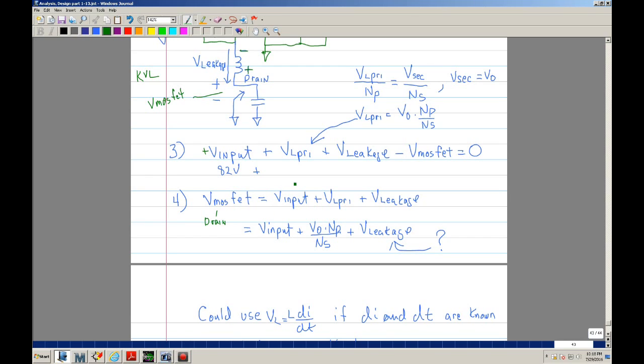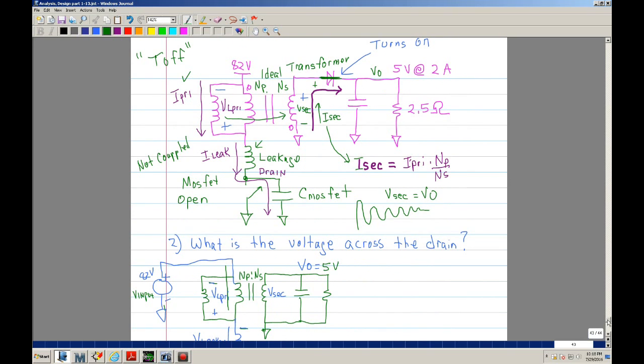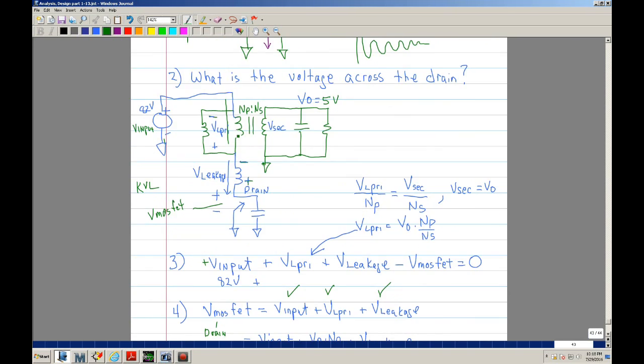So now you get this equation, Vn plus VL primary plus leakage. But let me define this a little bit more. V primary, in other words, it's the voltage across this voltage right here. Let me define that a little bit more. You can write this equation. This equation is your general transformer equation.